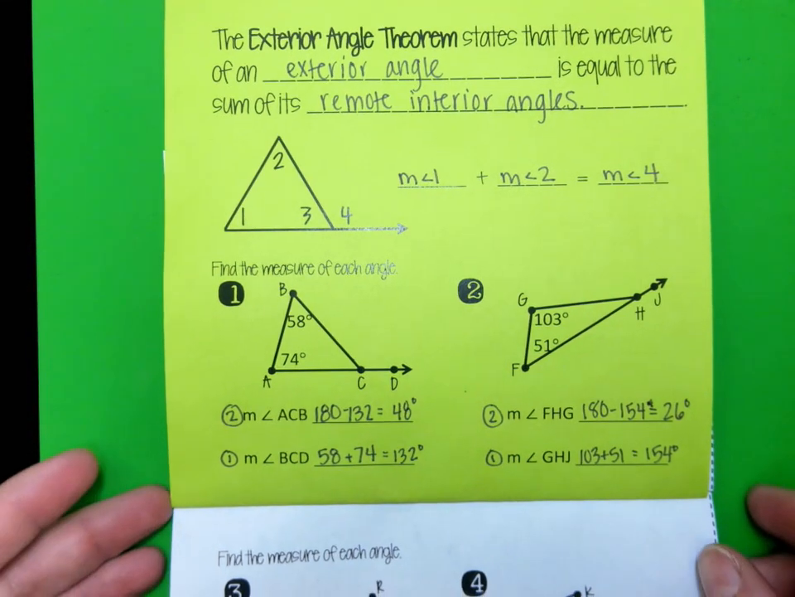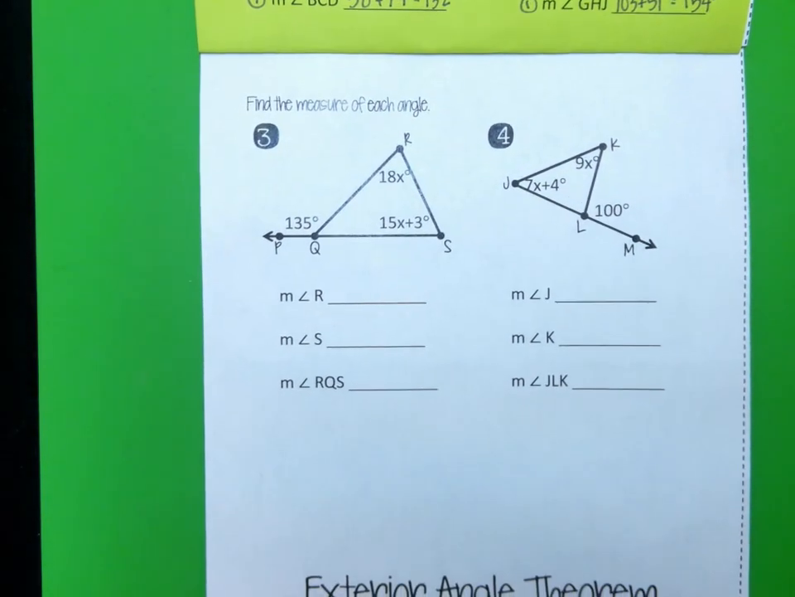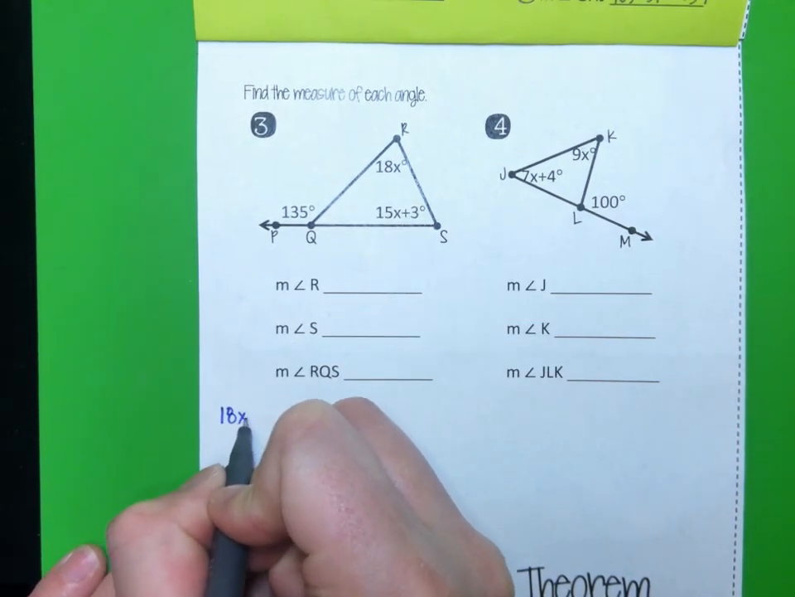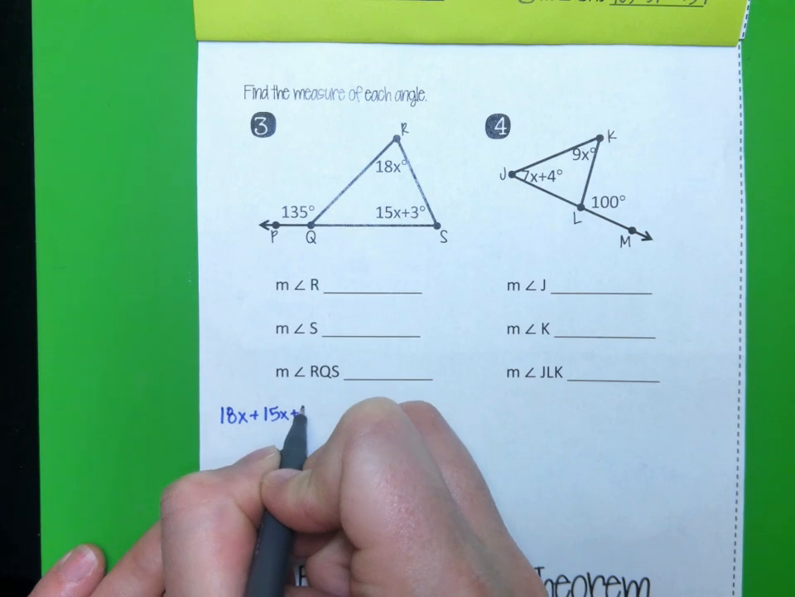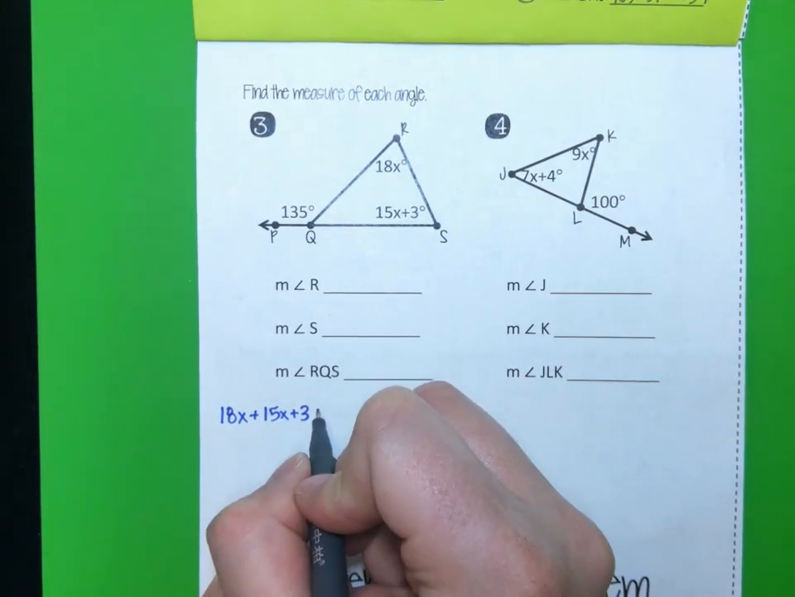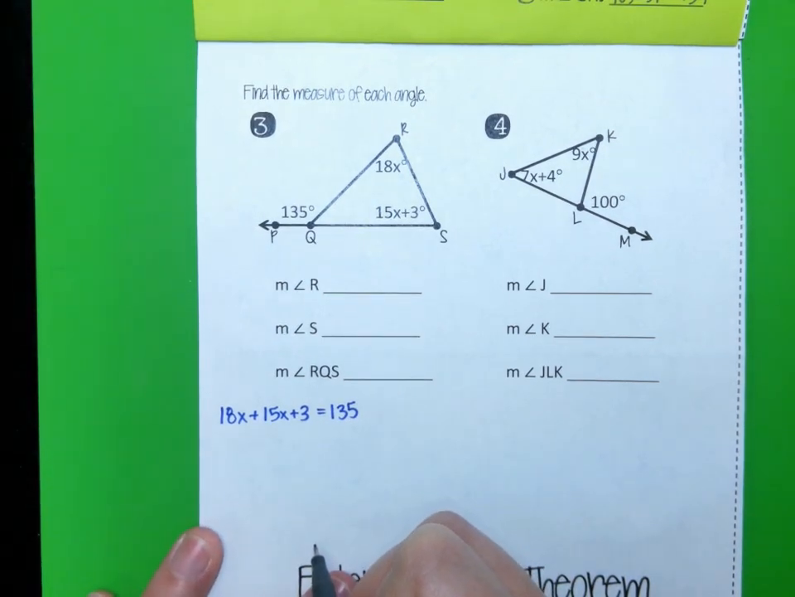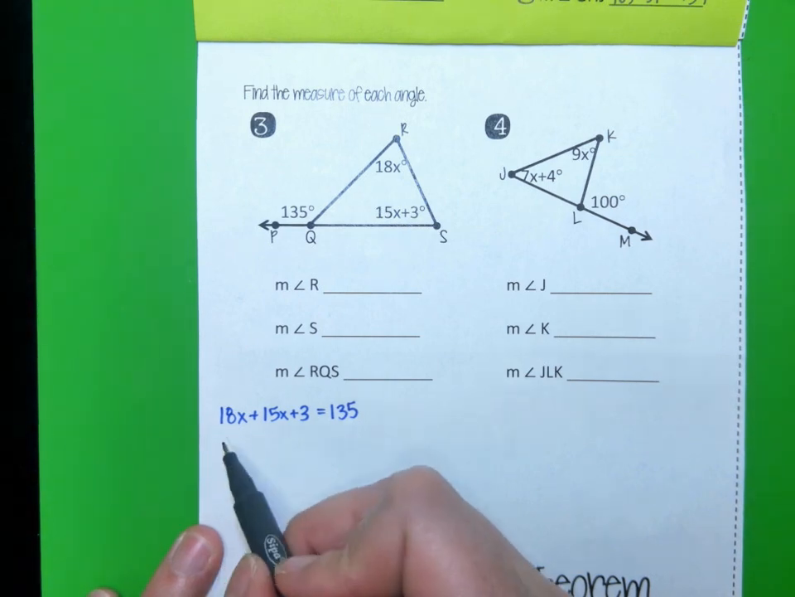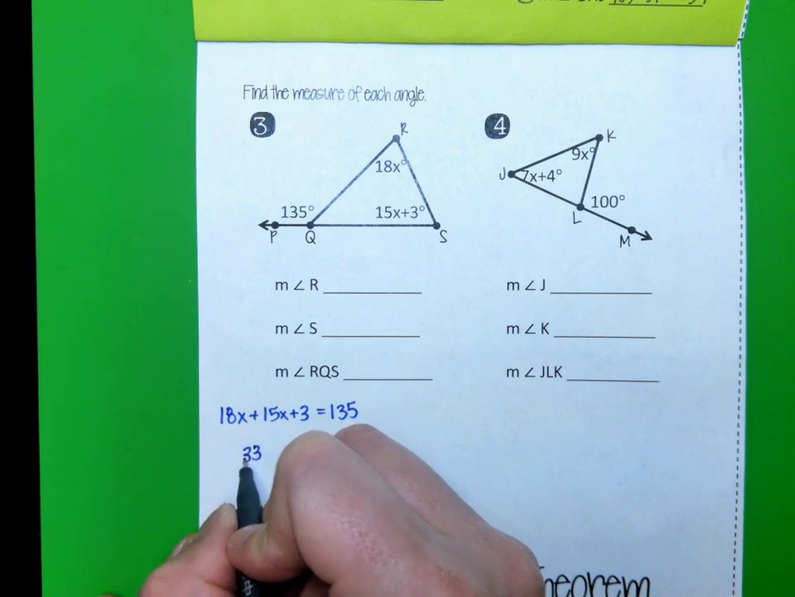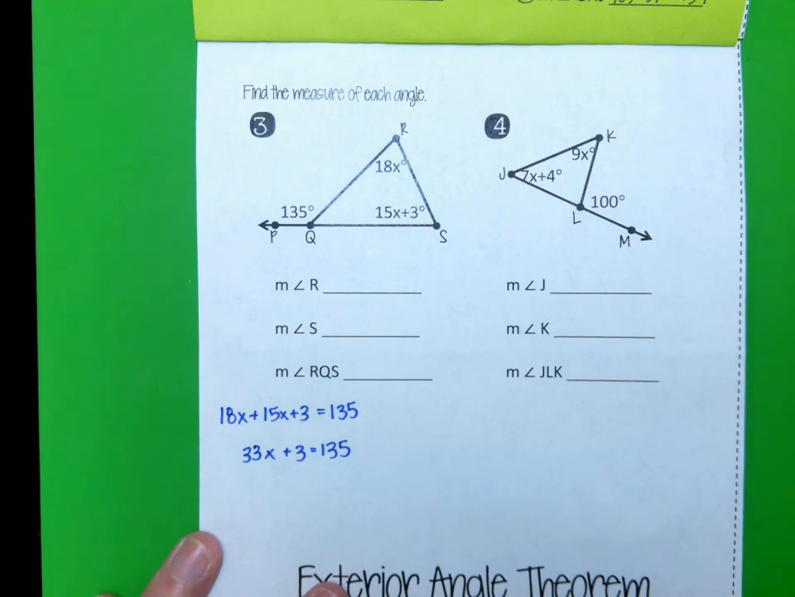Yay! Okay, so now these, you're going to do the exact same way. The only difference is there are x's. So I'm going to take my two remote interior angles. This is my first angle, this is my second. It does not matter what order you write them in, and you're going to set them equal to the outside angle. You're going to combine your like terms. And then you solve just like normal.